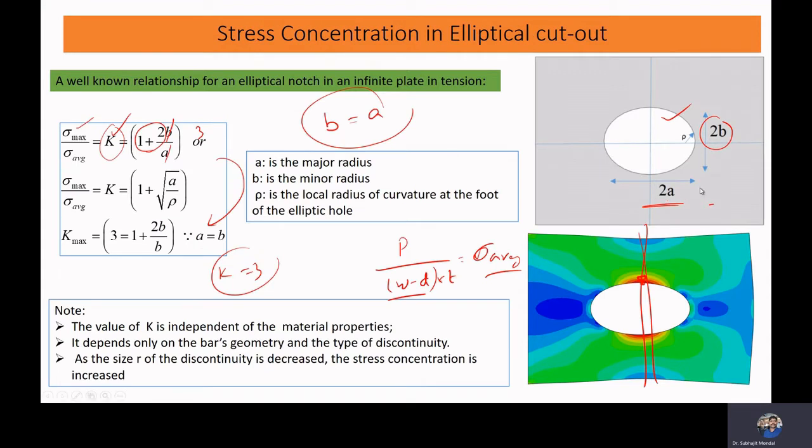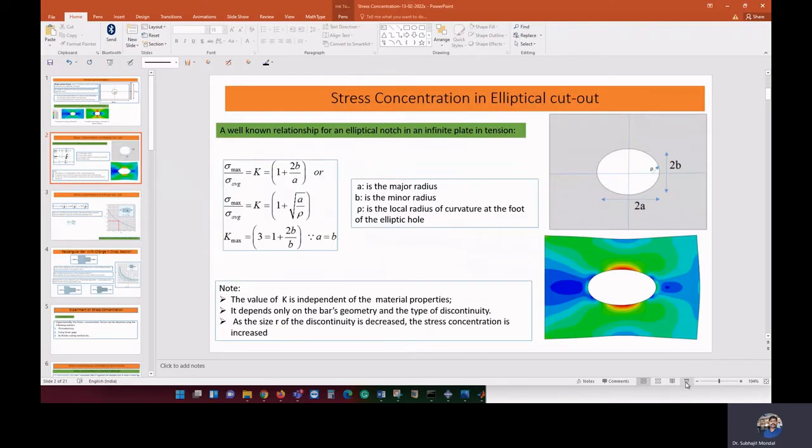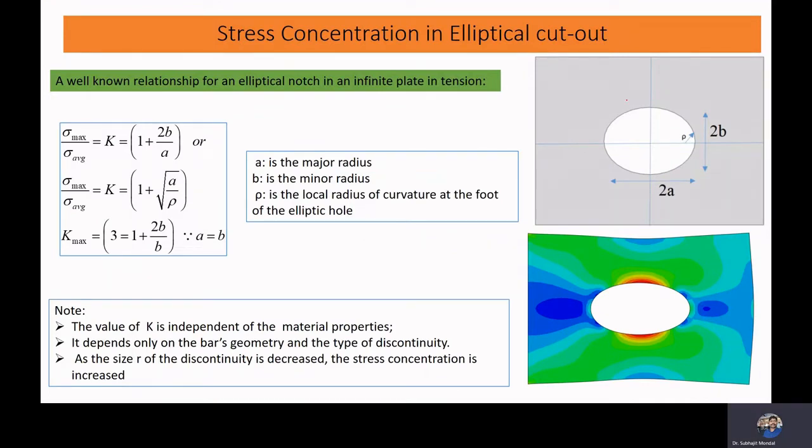Now if we consider the stress concentration factor with an elliptical hole, that again can be simplified like this. The stress concentration factor for an elliptical cutout can be written in this form: K = 1 + 2 root (a/rho). Here a is half of the major axis, and rho is the local radius of curvature at the tip of the elliptical hole. So this is your rho.